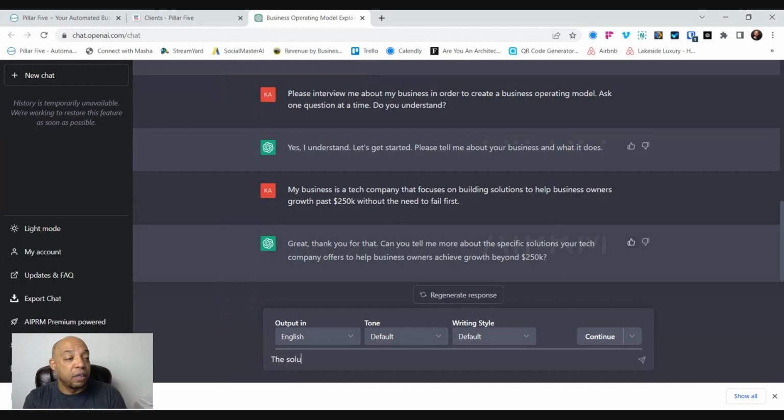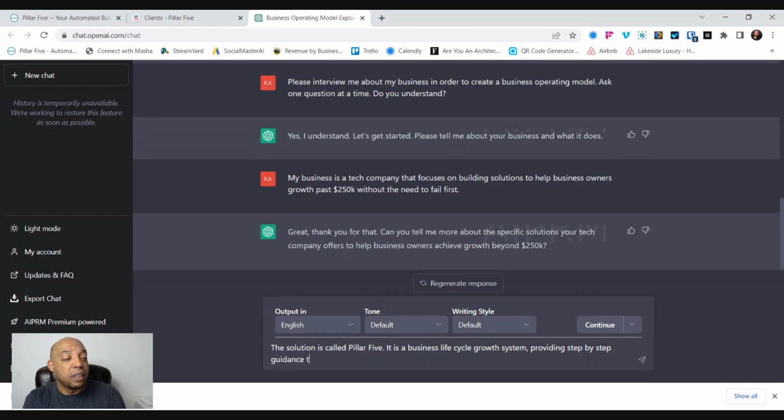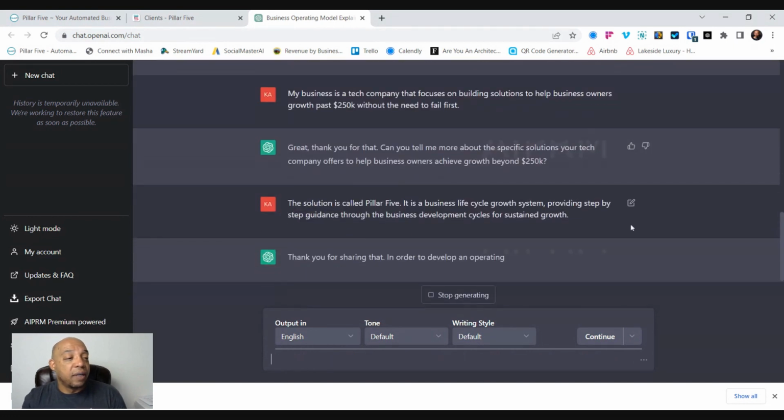The solution is called Pillar Five. It is a business life cycle growth system providing step-by-step guidance through the business development cycles for sustained growth. Okay.